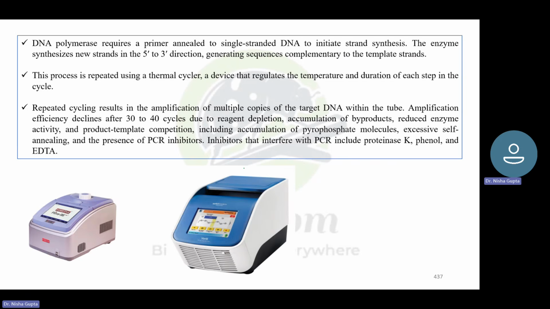See, this is a variant of a thermocycler. Most of the thermocycler looks like this. This is provided by different brands. You can see this is from HiMedia, this is by Applied Biosystems. So the instrument used to keep those reaction mixture tubes is known as thermal cycler. It is a device that regulates the temperature and duration of each step in the cycle. You can feed as per your own requirement, right?